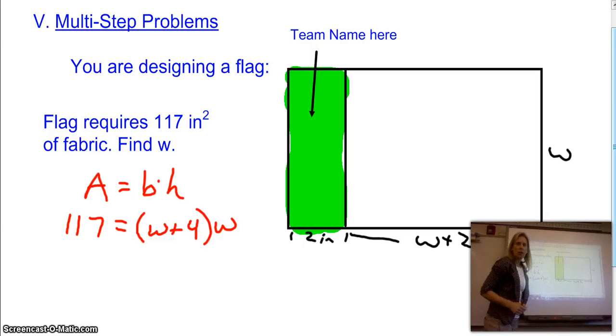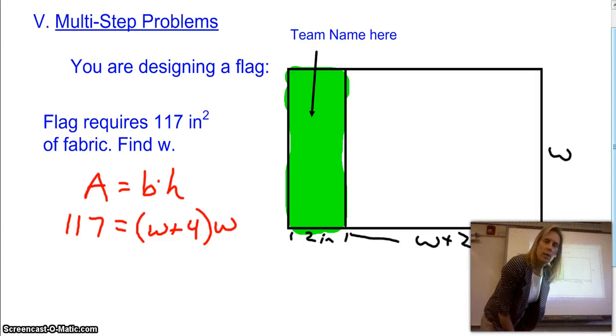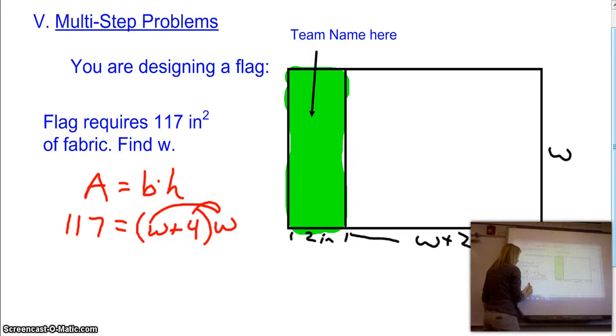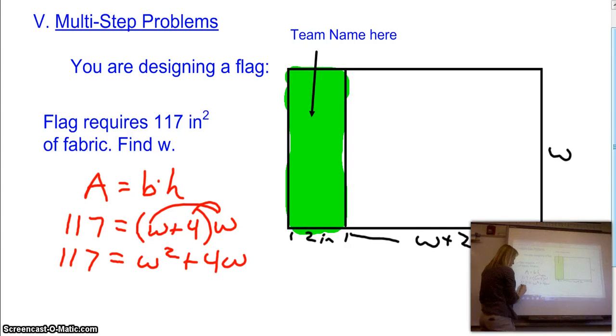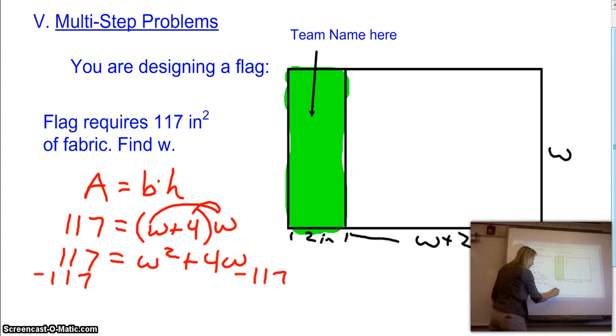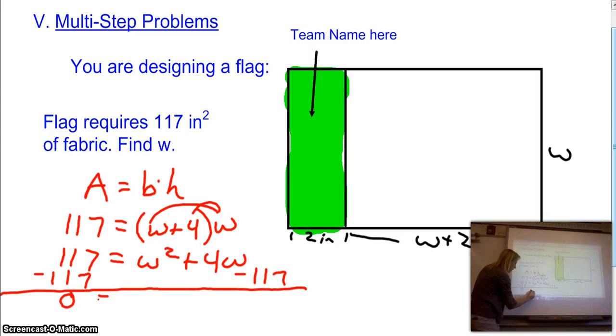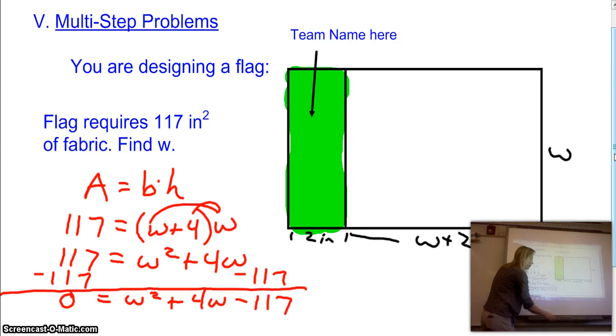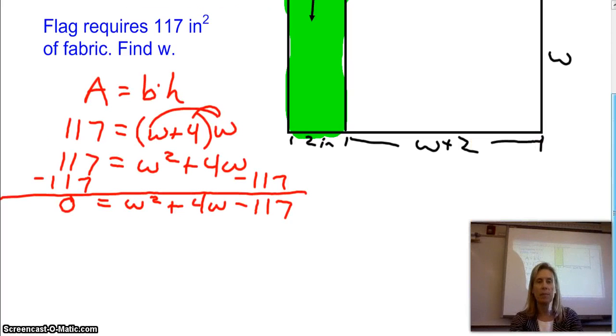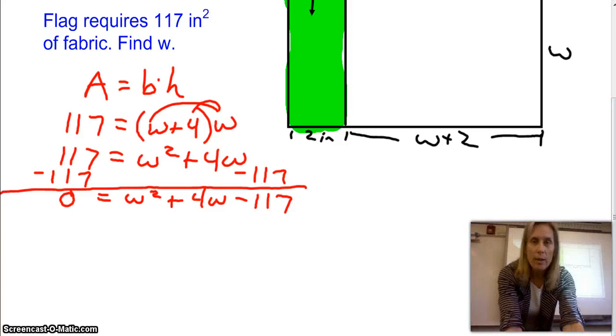Okay, so now here we have an equation that we are going to need to solve. And before we solve, we have to set the equation equal to 0. So what we might want to do is simplify the right side by distributing. So 117 equals W squared plus 4W. Now we can subtract 117 from both sides, right? And 0 equals W squared plus 4W minus 117. Okay, I need to make a little room here. So we have a rather large number in the C position. We have 117. We're now ready to find the solutions.